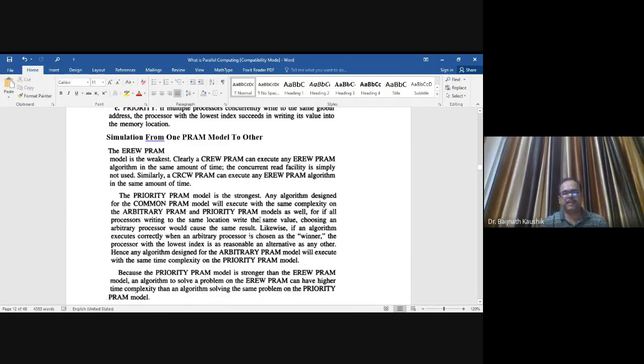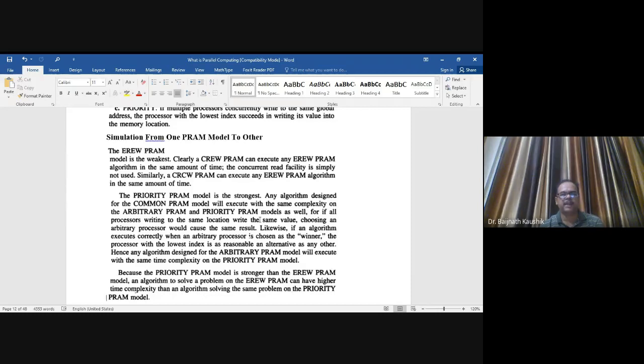The CRCW model has three different types of PRAM, as we have discussed: the common model, the arbitrary model, and the priority model. Among these three models, the priority model is the strongest, and any algorithm designed for the common PRAM model will execute with the same complexity on the arbitrary PRAM and priority PRAM as well.